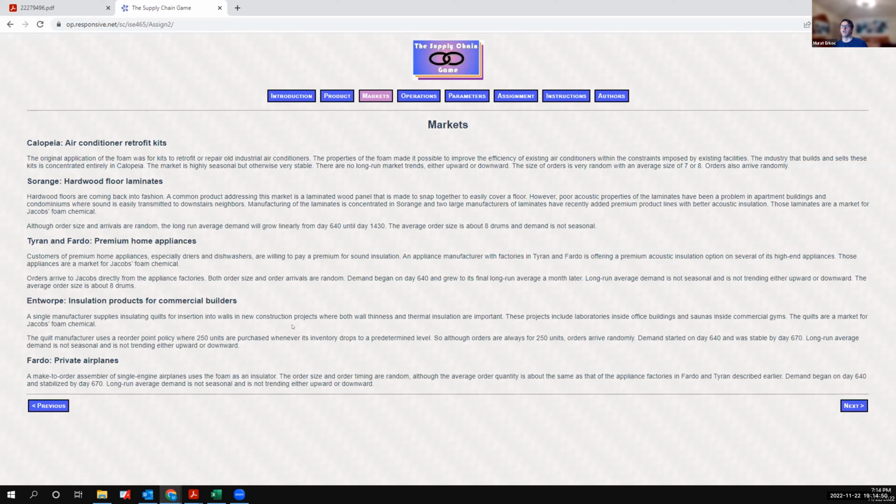Now let's just look at the new part. Kalupia air conditioner retrofit kits. This is the business that you've been familiar with from the first part. The original application of the foam was for kits to retrofit or repair old industrial air conditioners. The properties of the foam made it possible to improve the efficiency. I'm just defining the product, so let me skip this. The size of orders is very random with an average size of 7 or 8. Orders also arrive randomly. Now, there is a market in Orange for hardwood floor laminates.